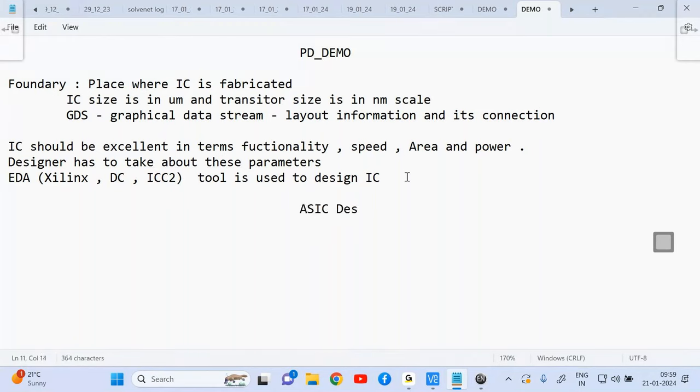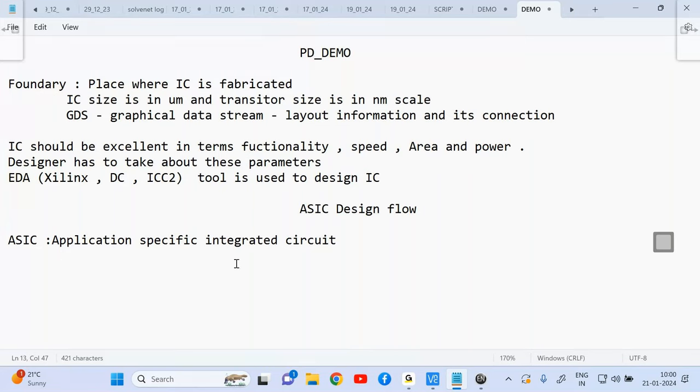ASIC design flow. So ASIC stands for application specific integrated circuit. Application specific means the IC is specific for a particular application, like mobile phone application. So I cannot use this IC again for any other application. But FPGA is not like that. FPGA is field programmable gate array that can be reprogrammed again and again. We can erase the content and reprogram it, and change its functionality. But with ASIC, once the IC is fabricated, I cannot change its content. It's only for a particular application.